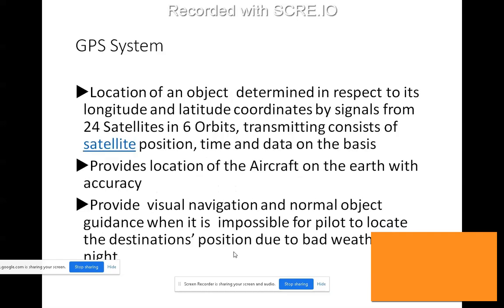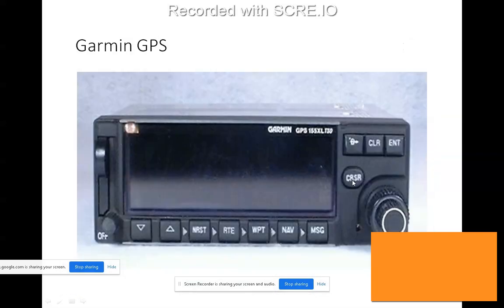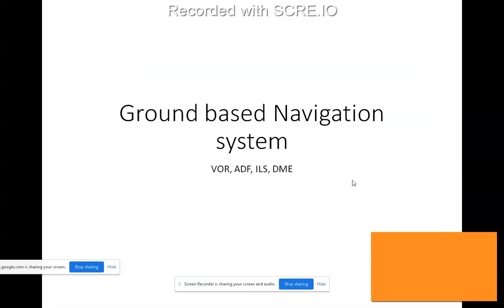So this is a satellite based navigation system used in the aircraft. See how you will be locating the aircraft, that is displayed here. This is Garmin GPS. Next, ground based navigation system.